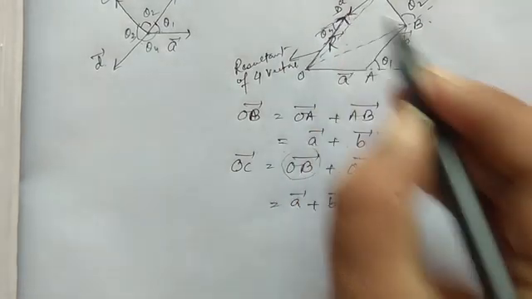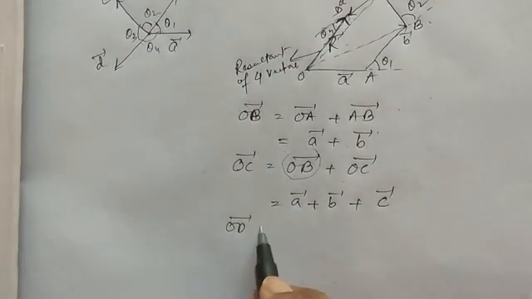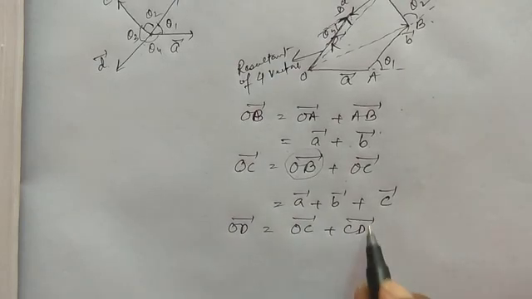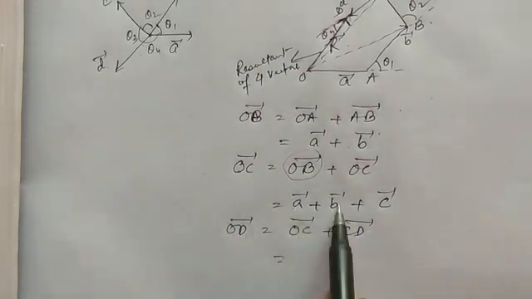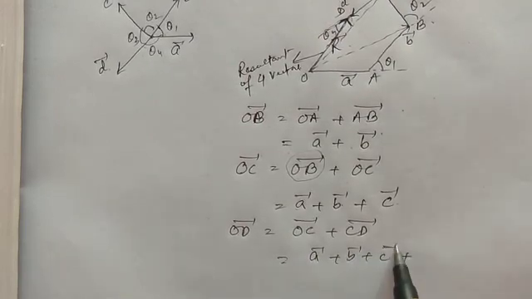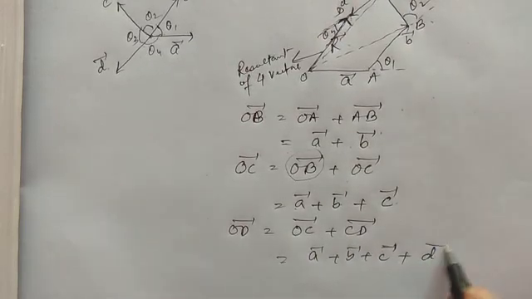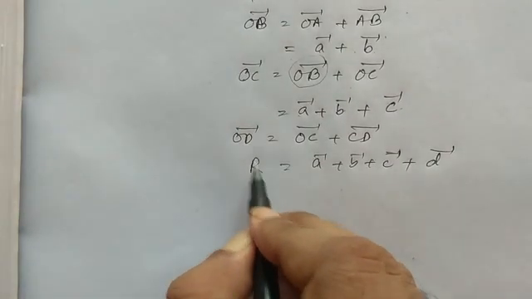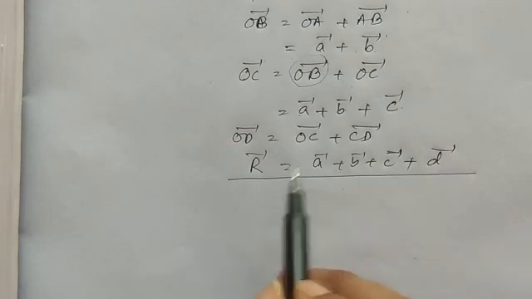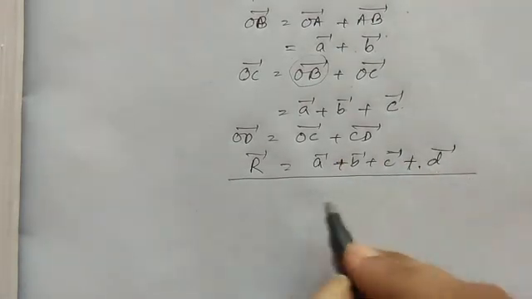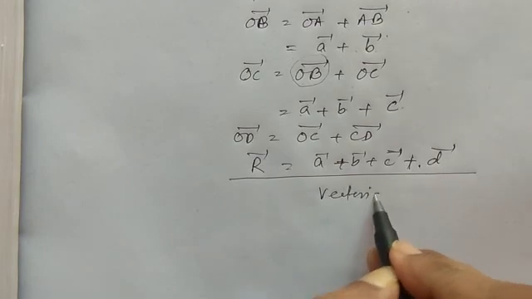Now for the last triangle, OD is equal to OC plus CD. What is OC? A plus B plus C, and CD is vector D. So this is R. We get the resultant as vector A plus vector B plus vector C plus vector D. This is the vectorial form.